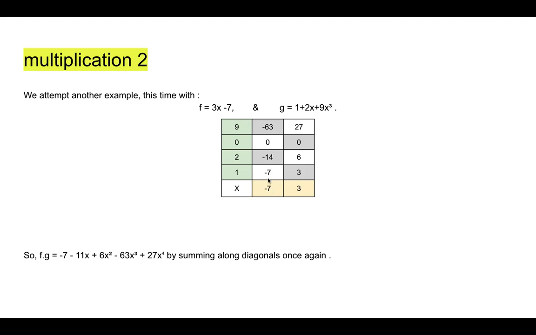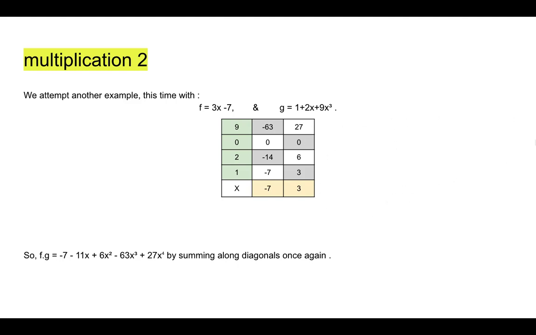Again, we multiply cell by cell of the numbers at the intersections of rows and columns. Taking the constant term of f, that is negative 7, and multiplying by each of the coefficients of g, those are 1, 2, 0, 9 in order, we get negative 7 as 1 times negative 7, 2 times negative 7 gives negative 14, 0 maps to 0, 9 times negative 7 is negative 63. And now, for the coefficient on the linear term of f, that is 3, multiplying it by 1, 2, 0, 9 gives 3, 6, 0, and 27.